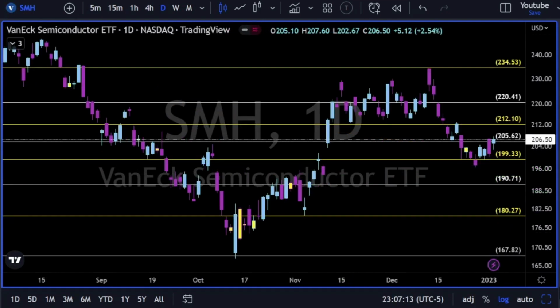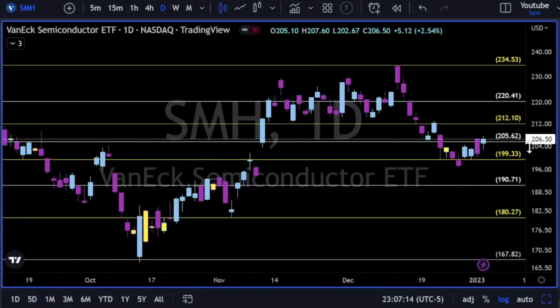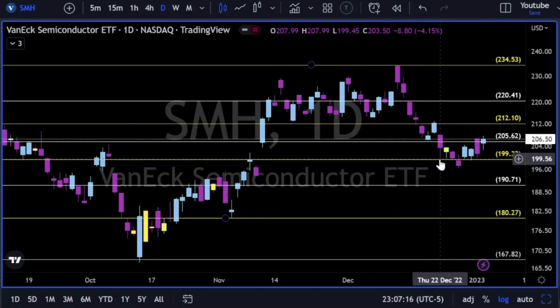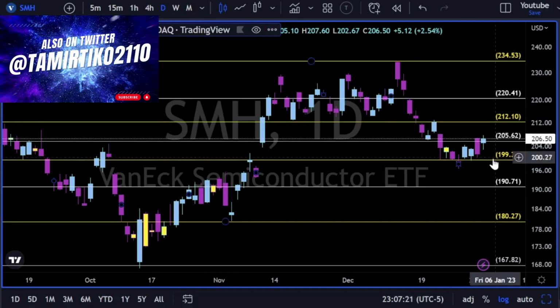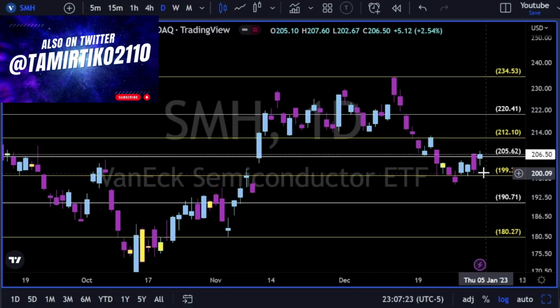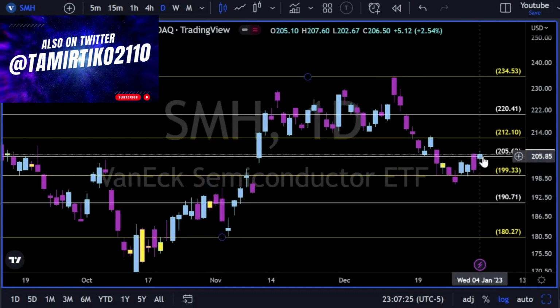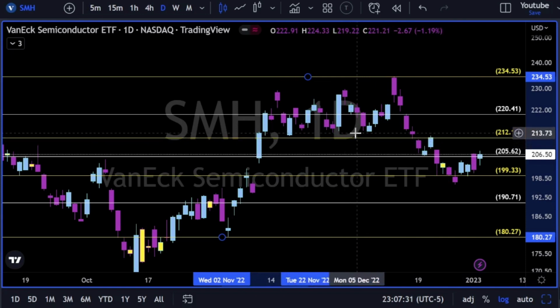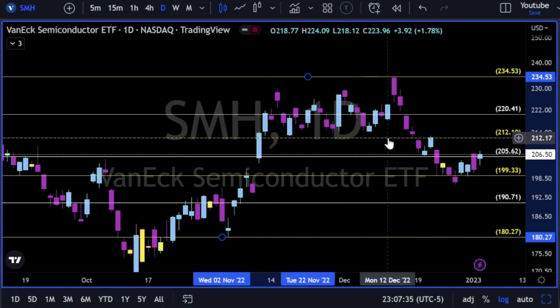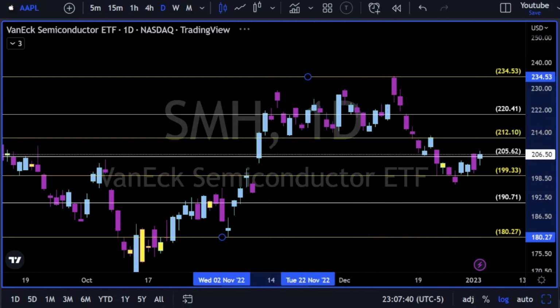Now we have the SMH. Semiconductors ETF is trying to bounce off the 200 level. This 200 level is also the 618 Fibonacci level. Let's see continuation to the upside. Next resistance will be the 212, because the 212, 213 area was a very important area of support during November and December.